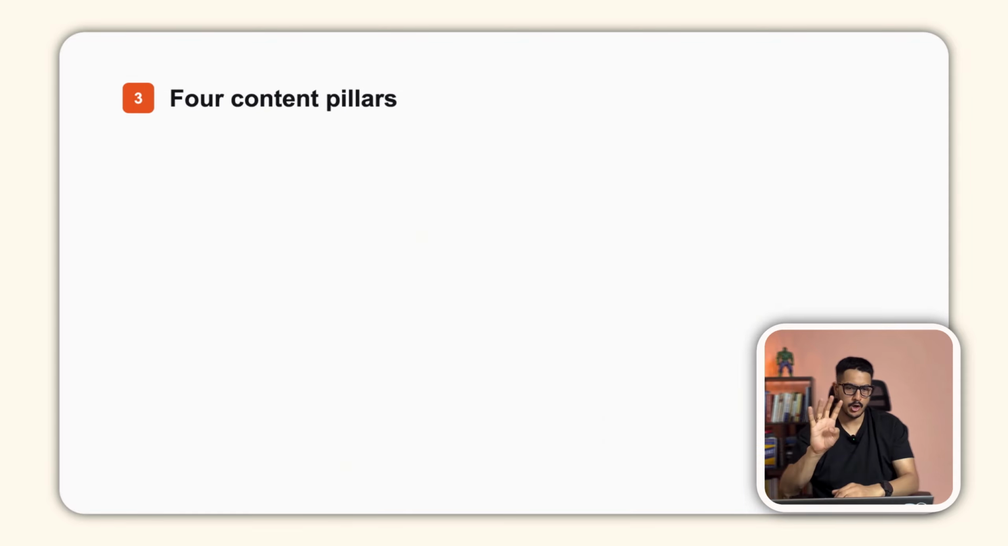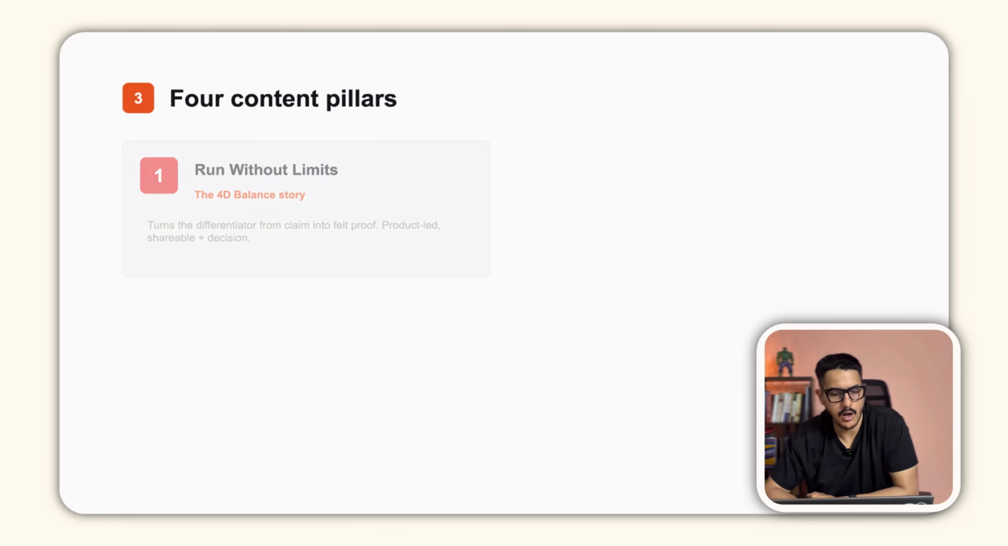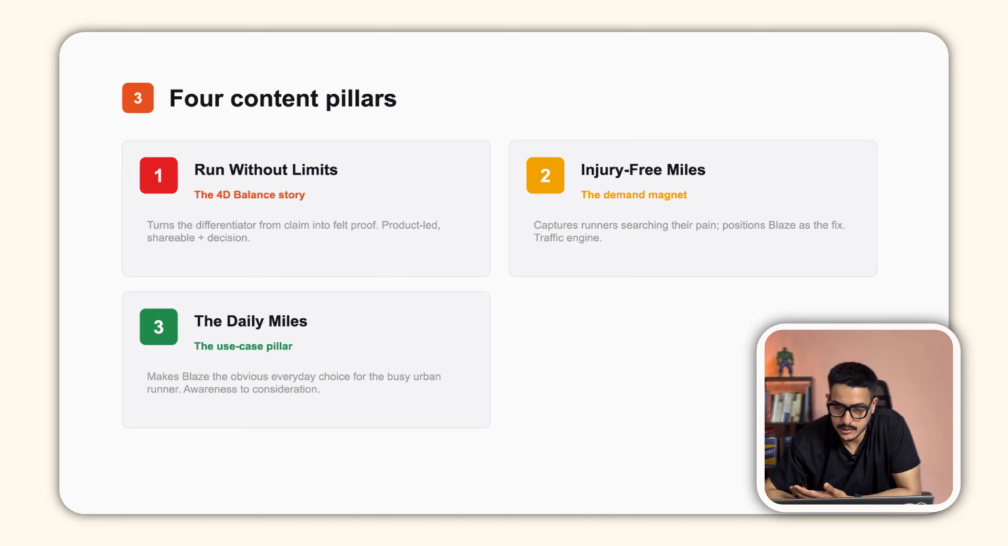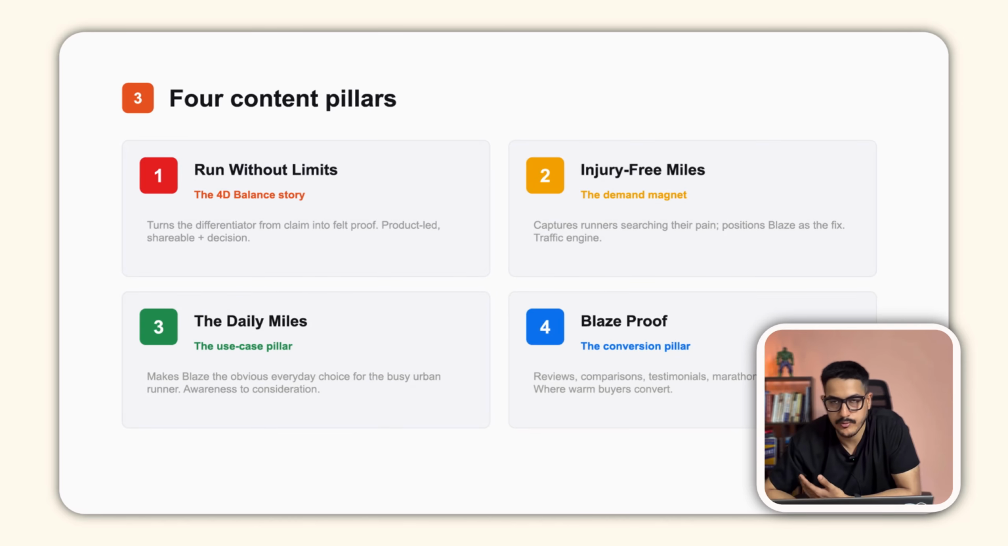So it's created 4 content pillars for me. One is called Run Without Limits, which is basically the 4D balance tech story of the shoe. Then injury-free miles, then daily miles, which is basically using the shoe daily, and then Blaze Proof, which is basically the conversion pillar: why it's better, testimonials, reviews, all of that.